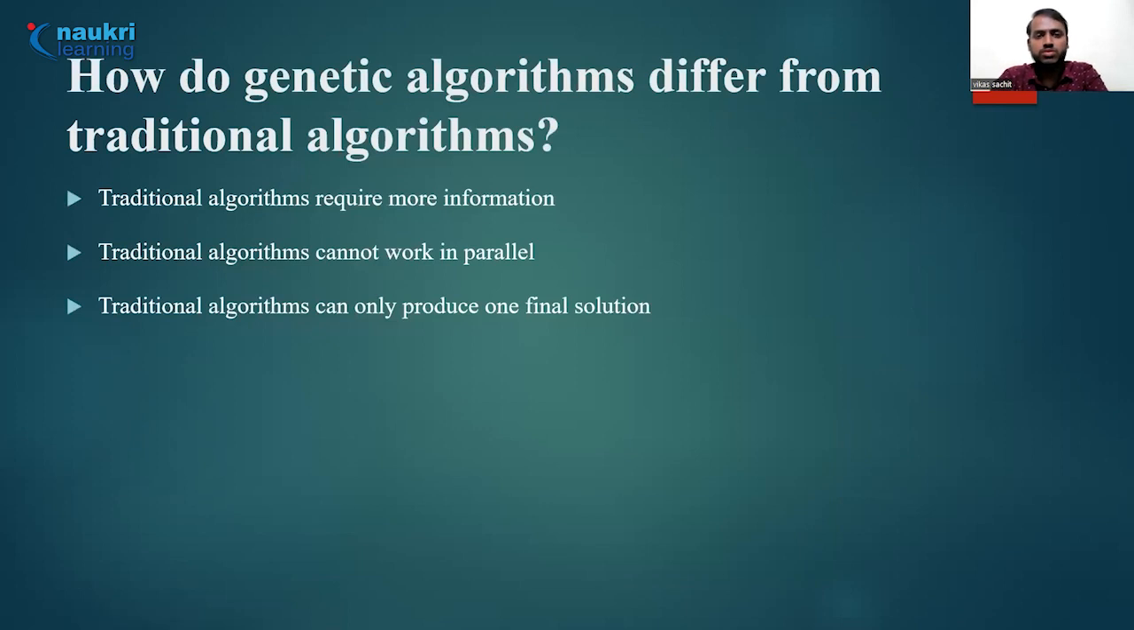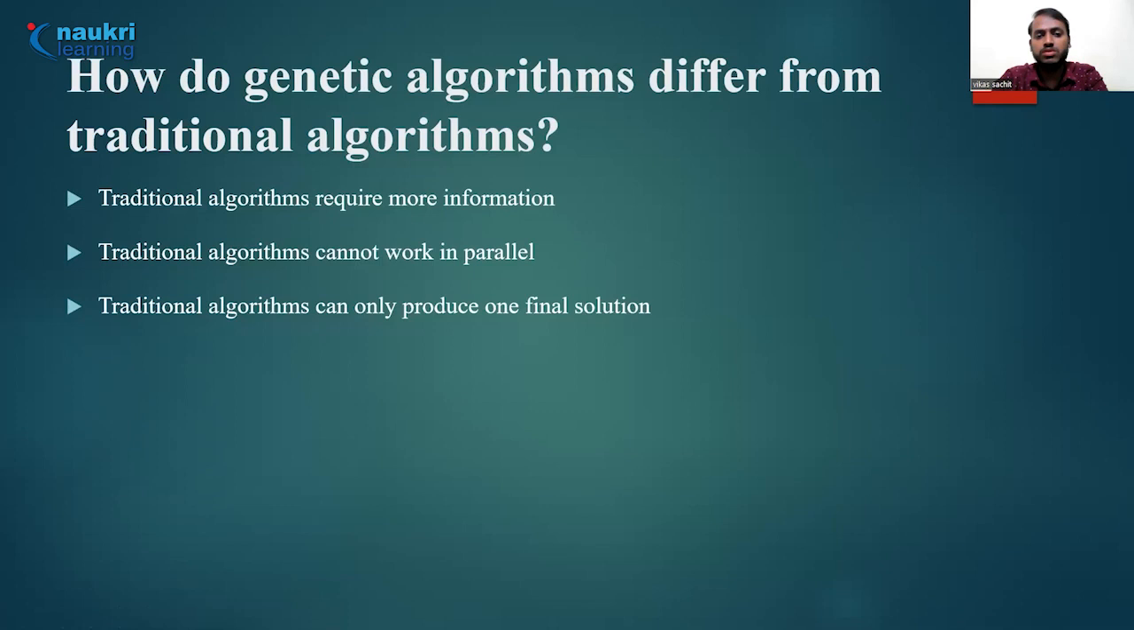Now let us see how genetic algorithms differ from the traditional algorithms. Traditional algorithms are, you can say, machine learning and some other basic algorithms. Genetic algorithms are much different from these. Generally, traditional algorithms require more information. You can see this in machine learning, it is data hungry. It requires more information, and as the information increases, the accuracy of the model also increases.